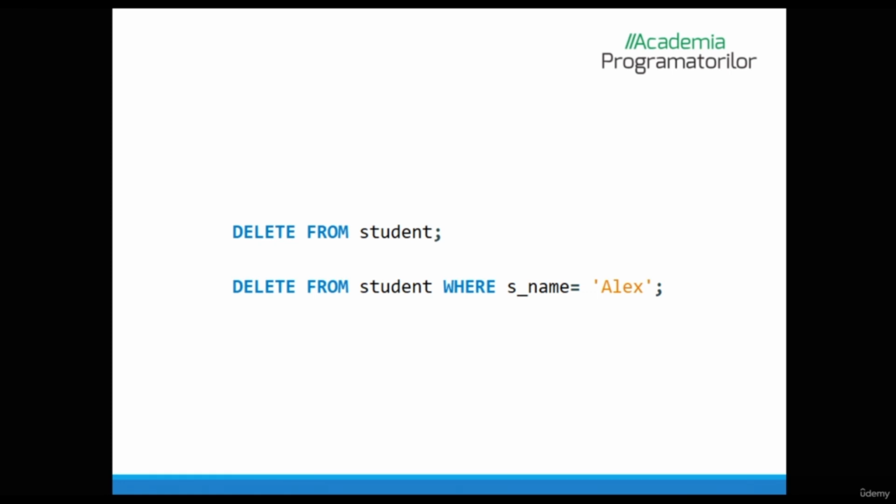Deleting entries from a table is done by the delete from statement, after which we specify the name of our table. This query will delete all entries in our table. If we only want to delete specific entries, we can use the keyword where followed by one or more conditions. If we want to delete all our students named Alex, we will write delete from student where name equals Alex. Let's write an example in Workbench.